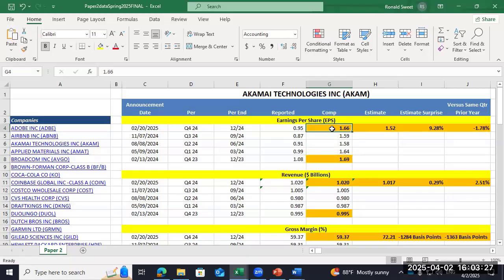Maybe they have some goodwill amortization or something they're doing that the market just doesn't think is all that important, and so they just ignore it. All right. So I've given you numbers. There's the beat, and there's the decrease. So they beat by 9.28%. That's $1.66 versus $1.52. They were 1.78% lower than last year. So I have all the numbers you need there.